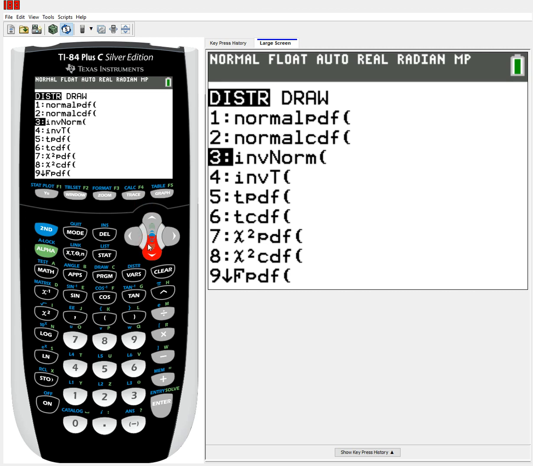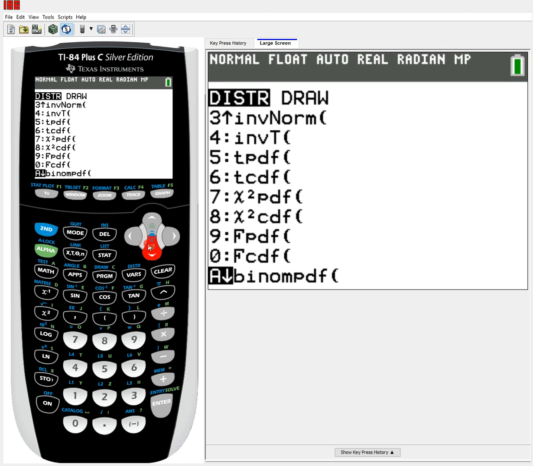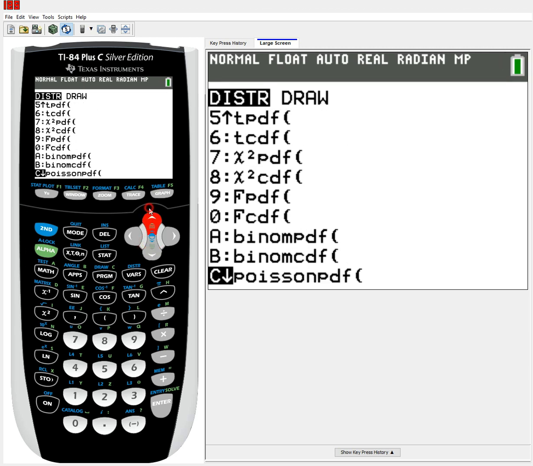But here, since we're specifically using a binomial distribution, what we're going to do is scroll down until we get to binomial PDF and binomial CDF. We will be using both. Depending on your calculator, they may be this low, they may be at 9 or 10. I think 83s don't have them this low. But binomial PDF and binomial CDF.